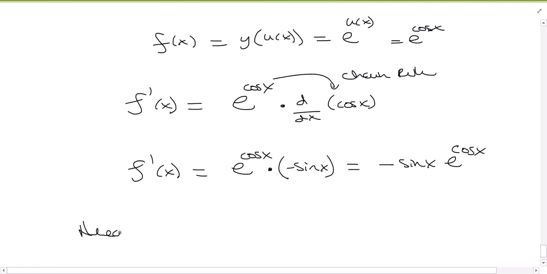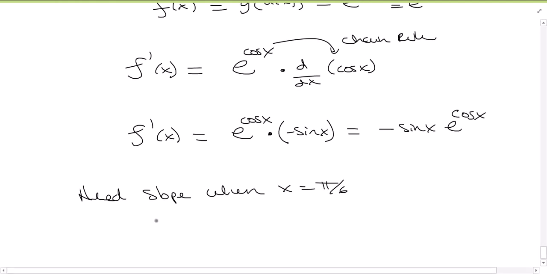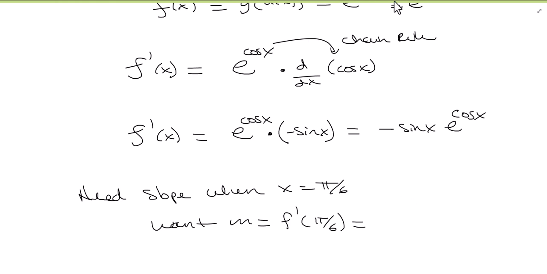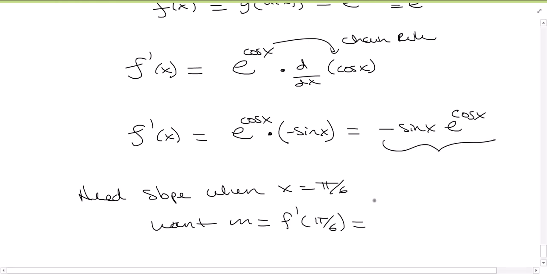So the derivative gives us this formula for finding slope at any point. So we need the slope when x is pi over 6. So that means we want m to equal f prime of pi over 6. So plug in pi over 6. I'll use the simplified way, negative sine x e to the cosine x. So it'll be negative sine of pi over 6 times e to the cosine of pi over 6.